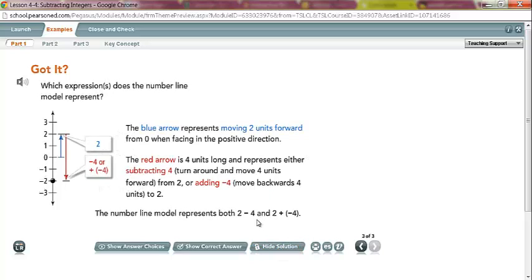Okay, thank you for coming back. So we can see that the number line was representing 2 minus 4 as well as 2 plus a negative 4, because we went up 2 and then we went down 4. So we can either say that is 2 minus 4 or 2 plus a negative 4. Okay, let's move to part 2.